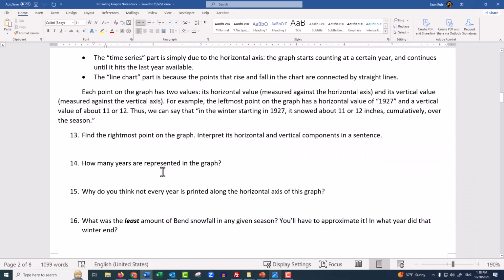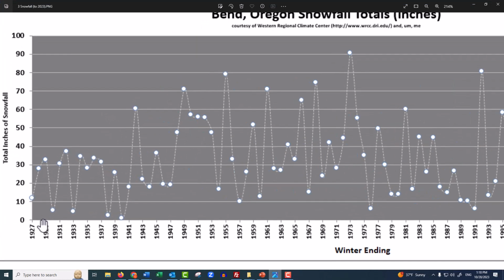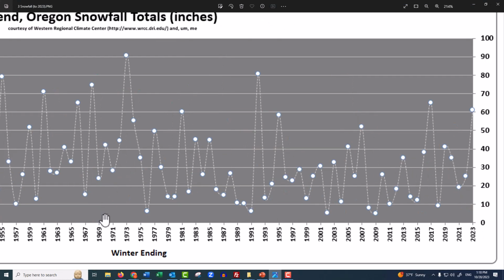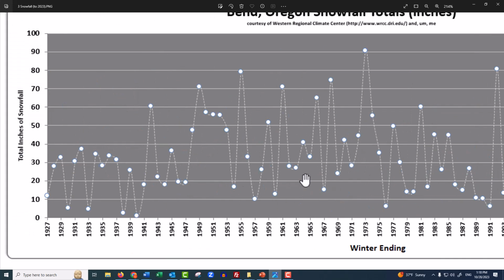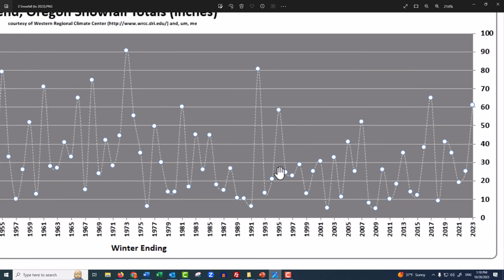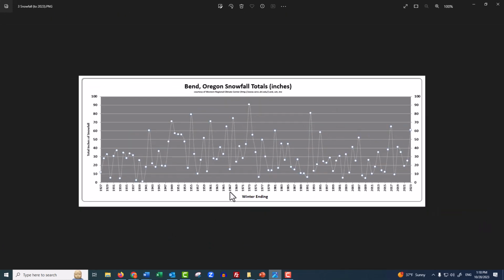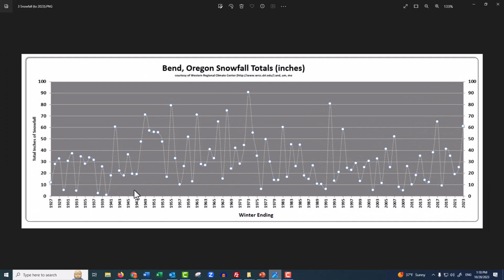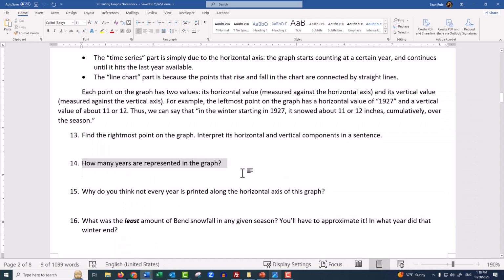Nice. How many years are represented in the graph? Okay, well, let's see. We start in 1927, and we go all the way to 2023. So let's do 2023 minus 1927. If I subtract those two numbers, I get 96. But technically, there's going to be 97, because if you subtract them, that just tells you how much bigger this one is than the other one. So if you say 96 or 97, it's going to be close enough. It's about a century's worth of data. Technically, it's 97 years. It's just about a century.